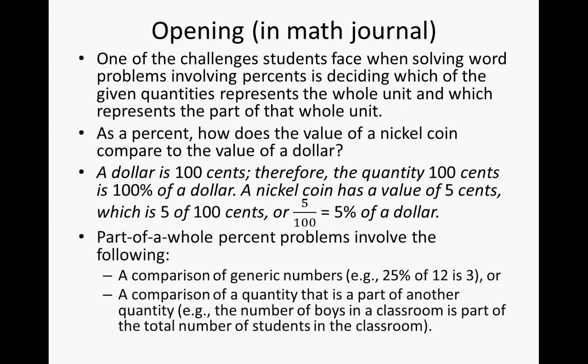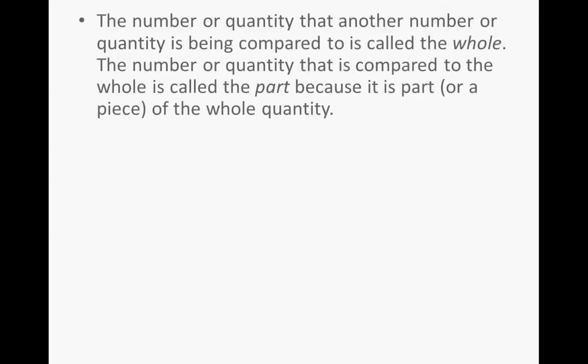So part of a whole percent problems involve the following: a comparison of generic numbers, for example 25% of 12 is 3, or a comparison of a quantity that is a part of another quantity. For example, the number of boys in a classroom is part of the whole or total number of students in the classroom. The number or quantity that another number or quantity is being compared to is called the whole. The number or quantity that is compared to the whole is called the part, because it is part or a piece of the whole quantity.